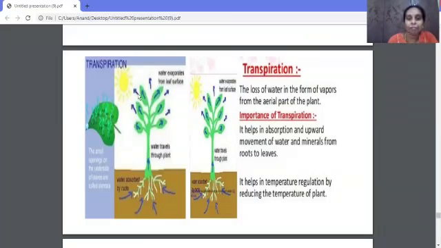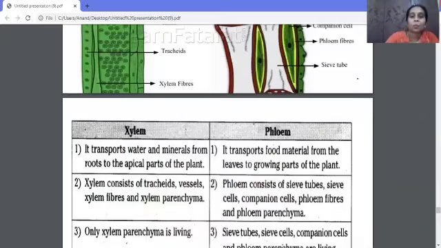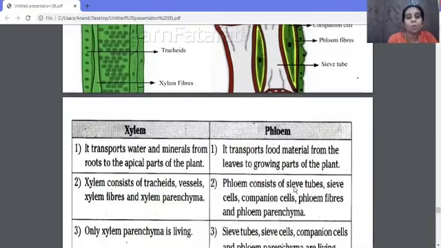See here, on the surface of the leaf, you can observe that the water gets evaporated from the surface of the leaf. This process is known as transpiration. Why does transpiration have to occur? It helps in the absorption and upward movement of water and minerals from the roots to the leaf, and it also helps in temperature regulation and reduces the temperature of the plant. So this is the function of transpiration. So remember, the tissue which helps in conducting water and mineral salts is nothing but the xylem.